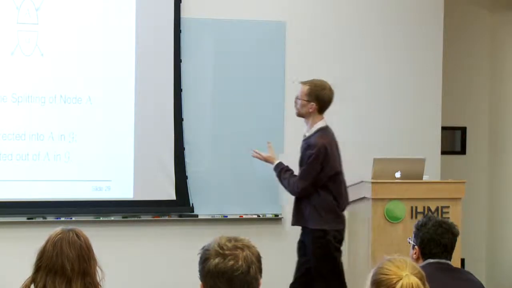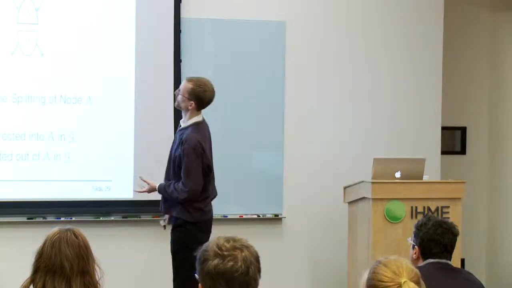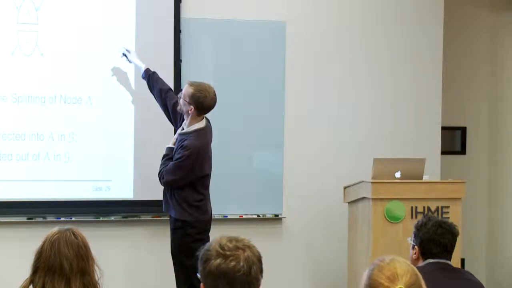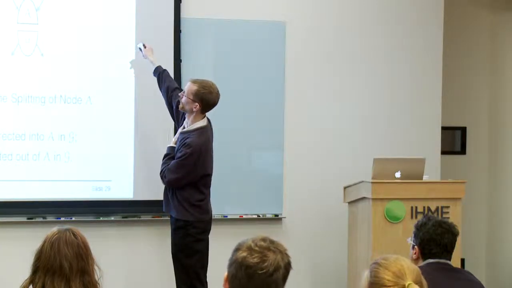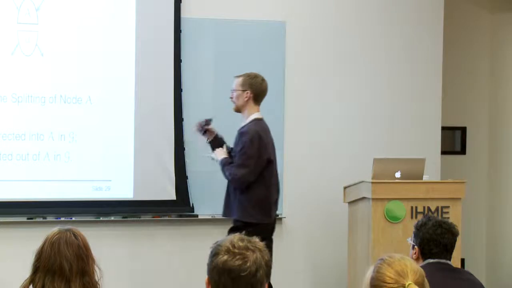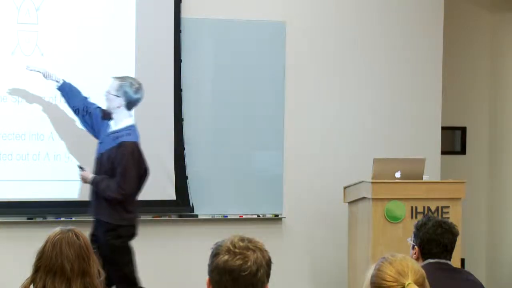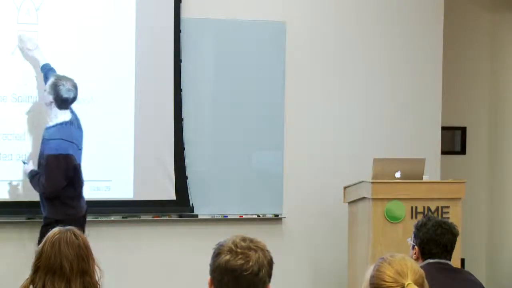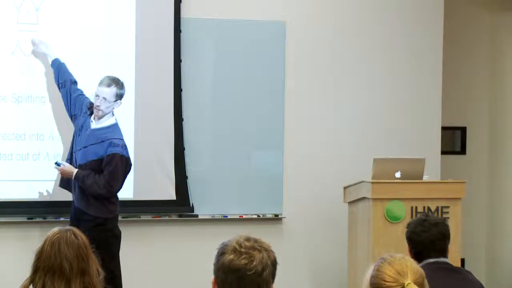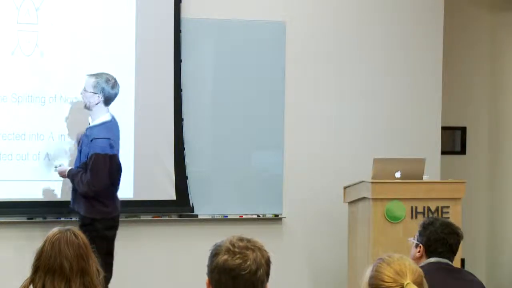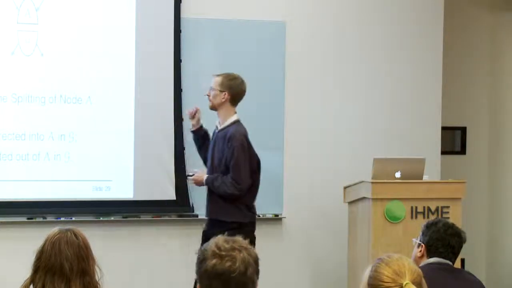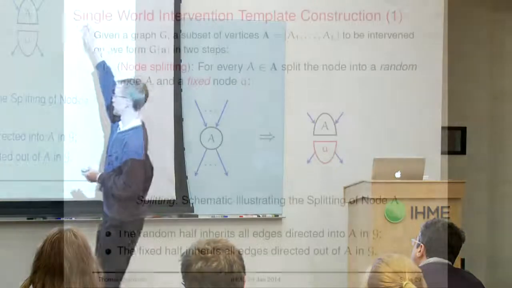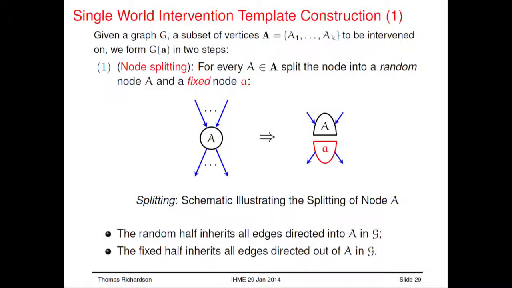So here's the general procedure. The general procedure is that if I've got a set of variables that are my treatments that I want to intervene on, I take my original graph, I then cut all of the nodes that are the treatments that I'm interested in this way. The random half, the black half, inherits all of the edges directed in. The red half inherits all the edges pointed out. And then I just propagate downwards.